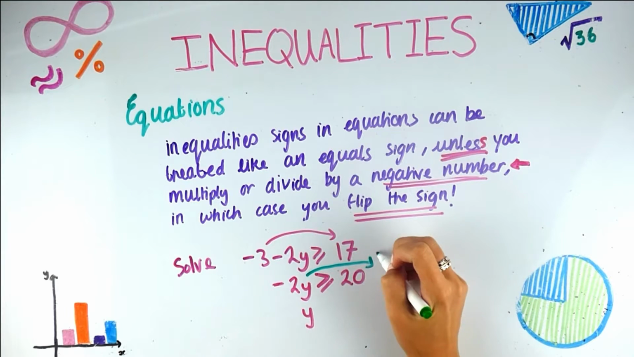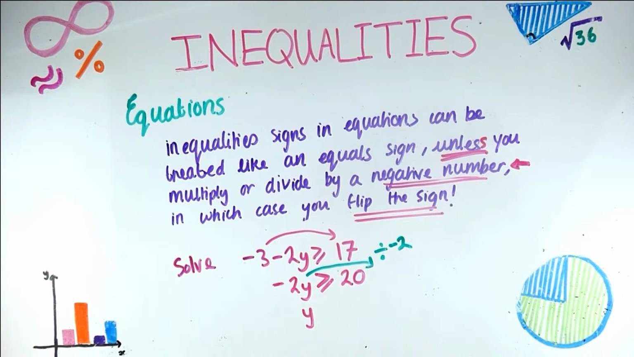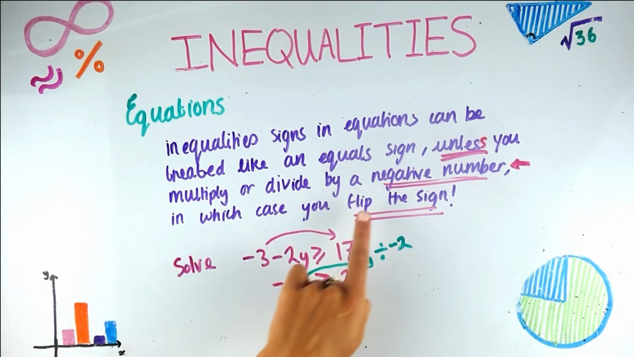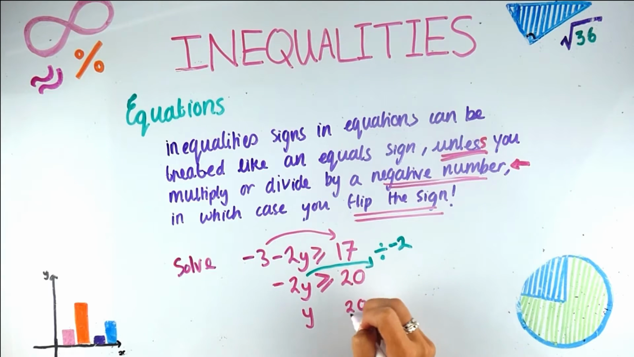So to get y on the other side, I want to divide by minus 2. Now this is when your alarm bells go off, because it says unless you multiply or divide by a negative number, and we're dividing by minus 2, in which case you flip the sign. So I can just divide by minus 2 as I normally would. So I'm going to have 20 divided by minus 2, but I have to flip this sign. So instead of greater than or equal to, I get less than or equal to.